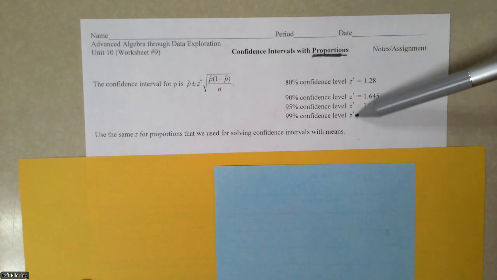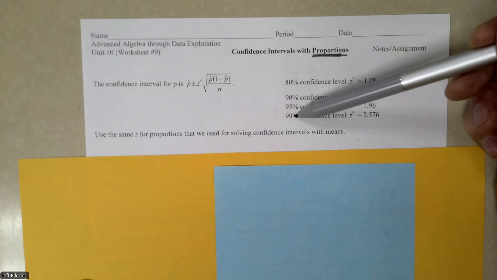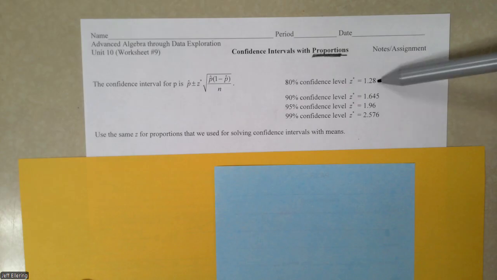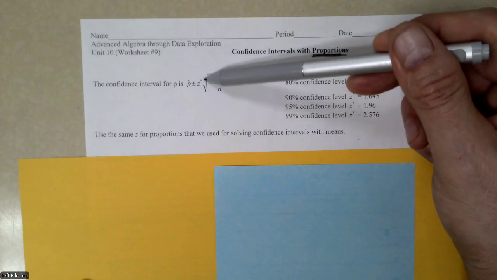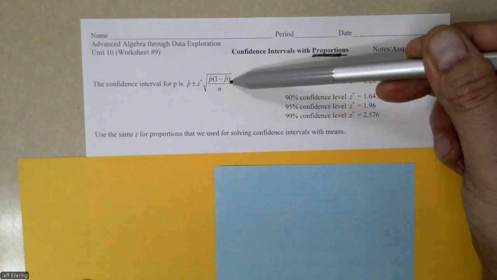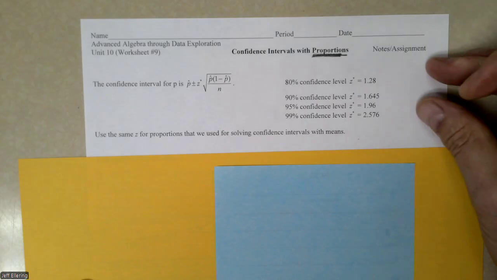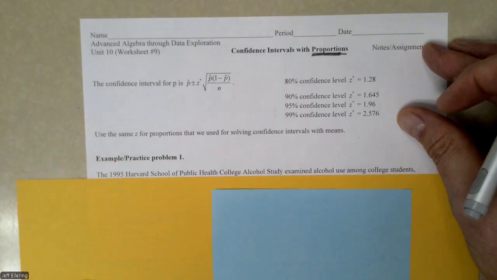Here are the values again for Z star. We've got 80%, 90%, 95, 99, and these are the same numbers as we did in the last lesson. But here we do the square root of p hat times 1 minus p hat all over n. n is our sample size, just like it was in the confidence intervals with means.